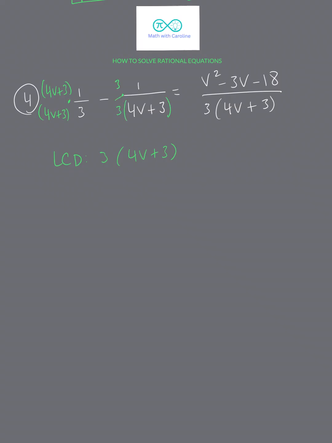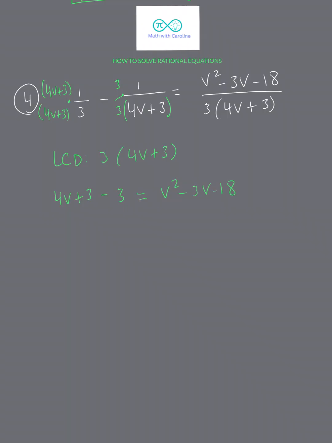So I'm going to go ahead and put this in parentheses, very important, so that I remember to distribute this 3 to both of these terms. And this fraction already has the least common denominator. So now that I have a common denominator here, here, and here, I'm just going to drop it like I did last time. And I'm going to go ahead and multiply my numerators. So I have 4v plus 3, since that's just being multiplied by 1, and then minus 3, since that's 3 times 1, equals v squared minus 3v minus 18.